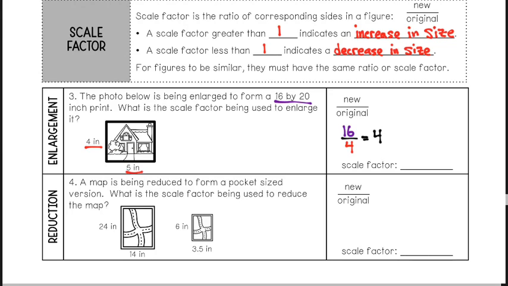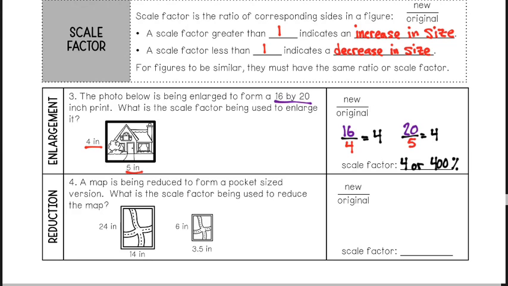So that means my scale factor could be 4, but before I can find out that, I have to determine if the scale factor is the same. So I take the next number, 20, that's the new number, and I divide it by the original, which is 5. And 20 divided by 5 does give us 4, so I know that the scale factor is 4 or 400%. So that picture is going to be 400% larger than the original picture.